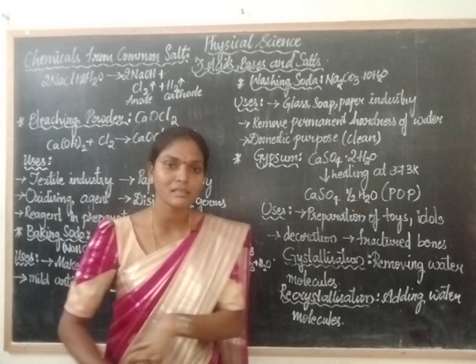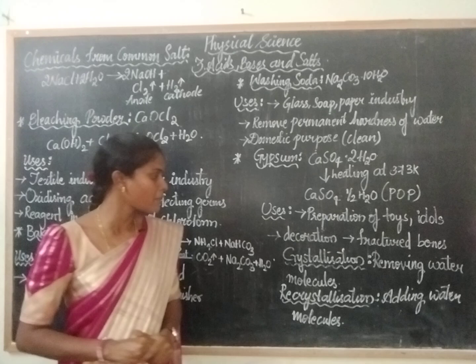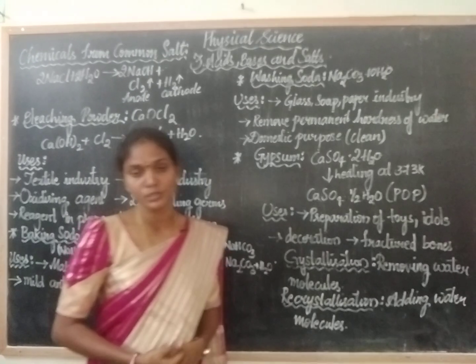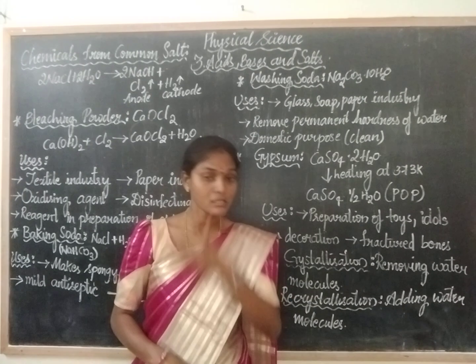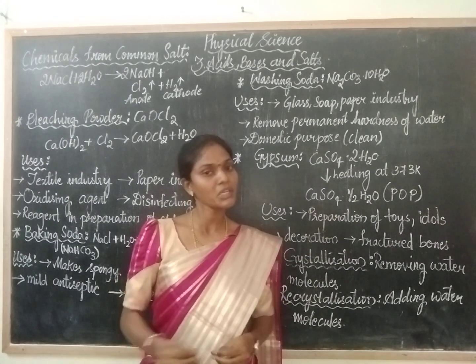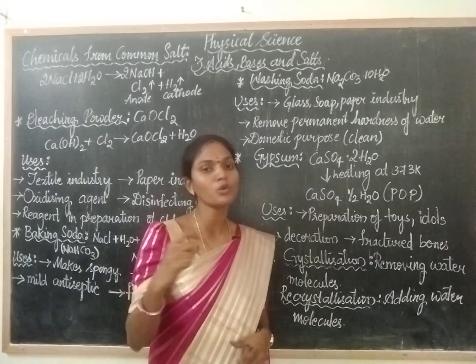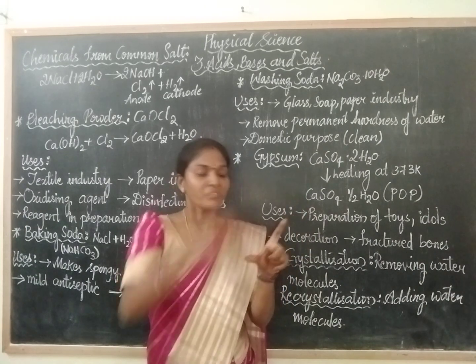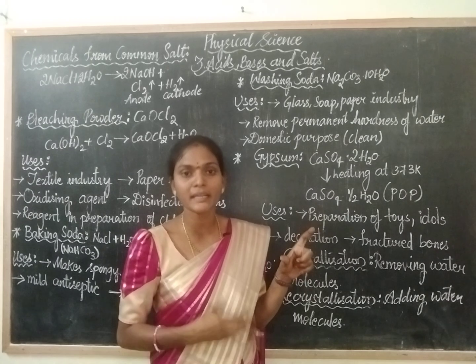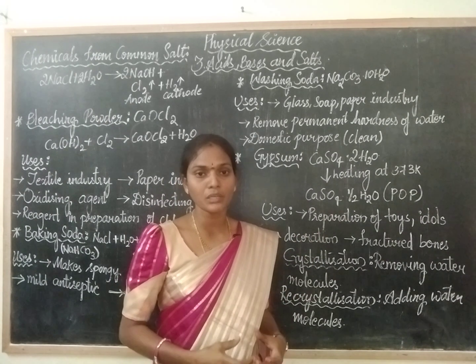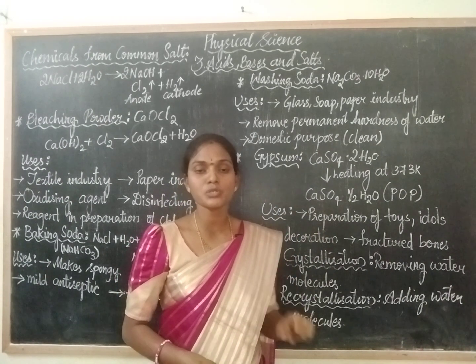Before going to learn about washing soda, let us learn what we mean by crystallization and what we mean by recrystallization. Crystallization is nothing but removing the water molecules by heating. For example, if you take copper sulfate, CuSO4, initially that copper sulfate will be blue in color. Now take a test tube, take some copper sulfate and heat it with the help of a spirit lamp. So you can observe that the blue color changes to white color.